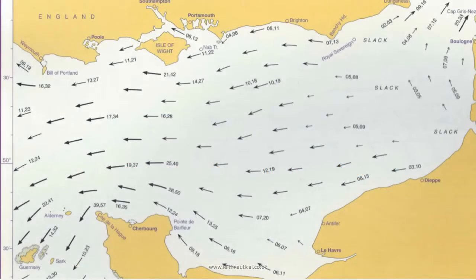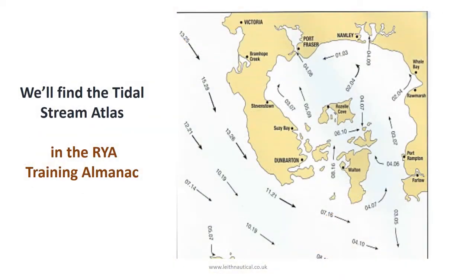One way we can do this is to look at the tidal atlas. The tidal atlas will show us the set and the rate of the tidal streams for each tidal hour. We'll find the tidal stream atlas in the RYA Training Almanac.